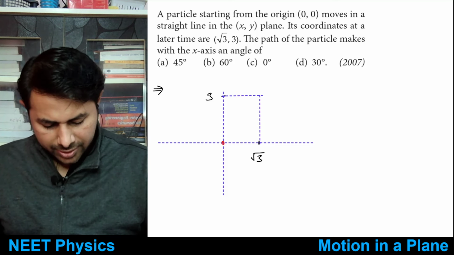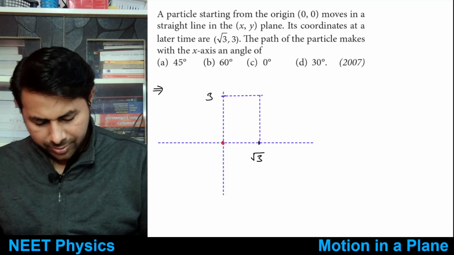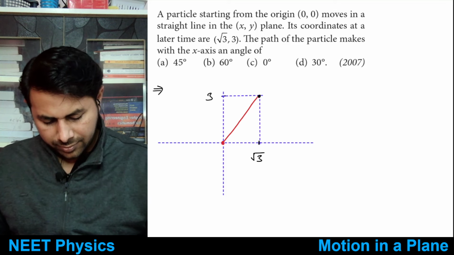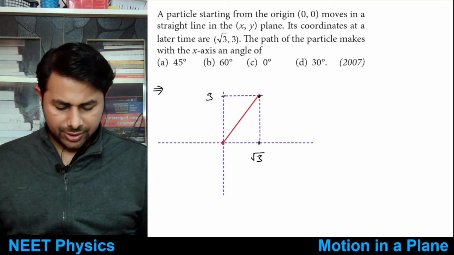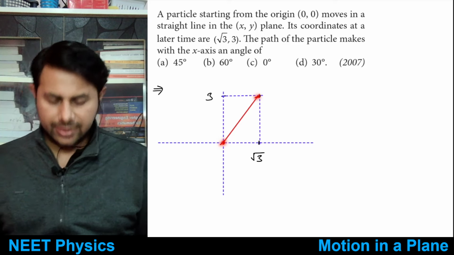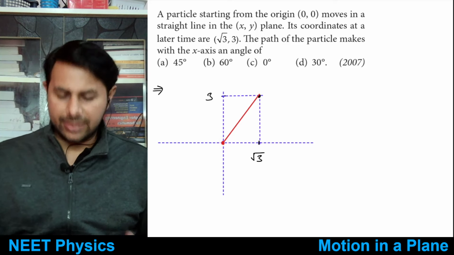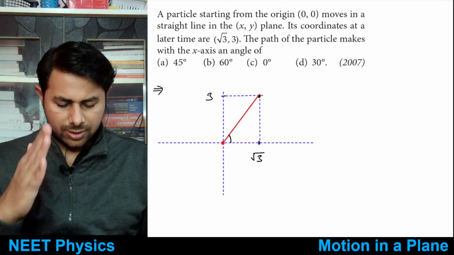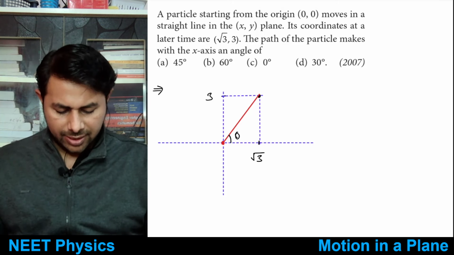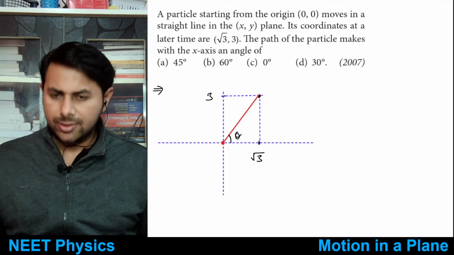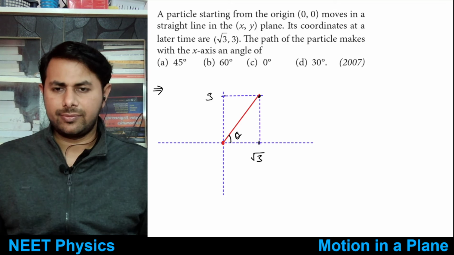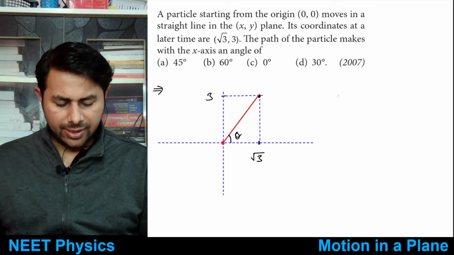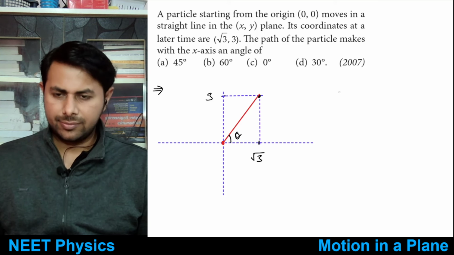So I can plot this point on the graph, and this is just a straight line. This is the starting point, and this is the position at some later time, right? Its motion makes an angle theta with the x-axis. Okay, what will that be? So this angle theta is equal to, tell me.